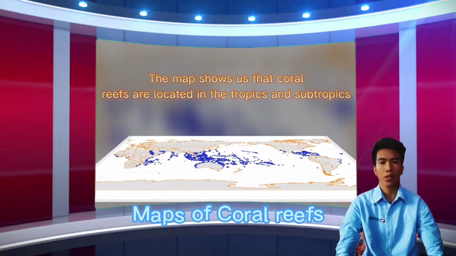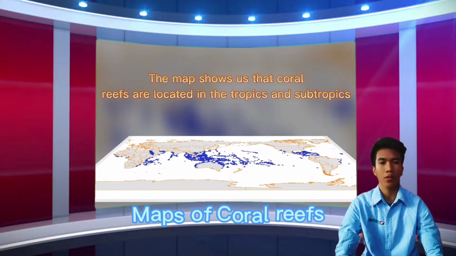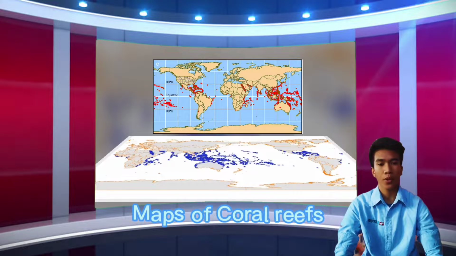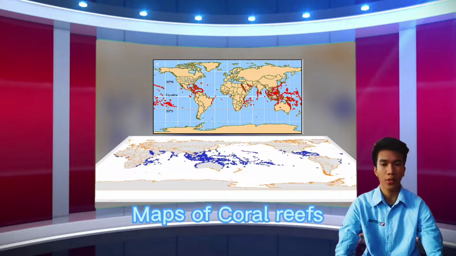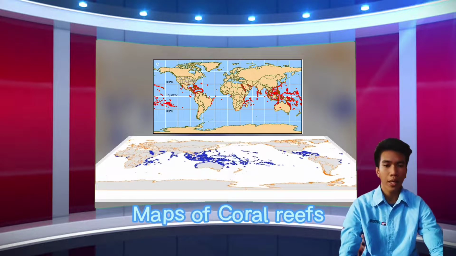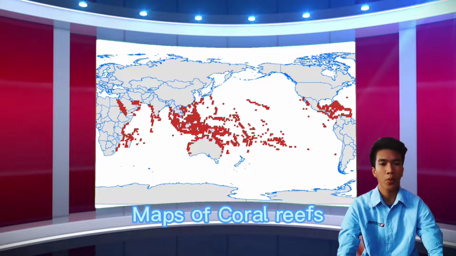The map shows us the coral reefs are located in the tropics and subtropics between 30 degrees north latitude and 30 degrees south latitude. Coral reefs are clearly confined to a brown zone encompassing the tropics and subtropics between 30 degrees north latitude and 30 degrees south latitude.